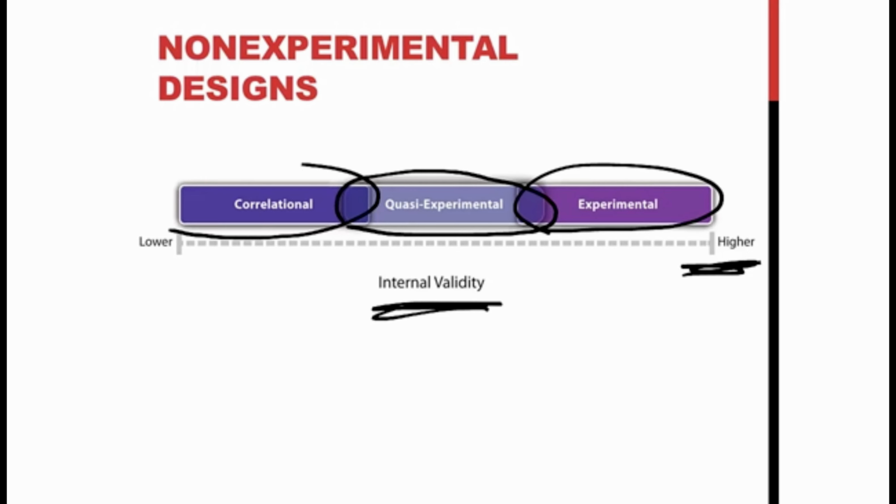Whereas correlational research studies have even less internal validity. We are not sure if a change in one variable is responsible solely for the change in the second variable. There could be a third variable that is causing both variables to change. So because of that, it has less internal validity.